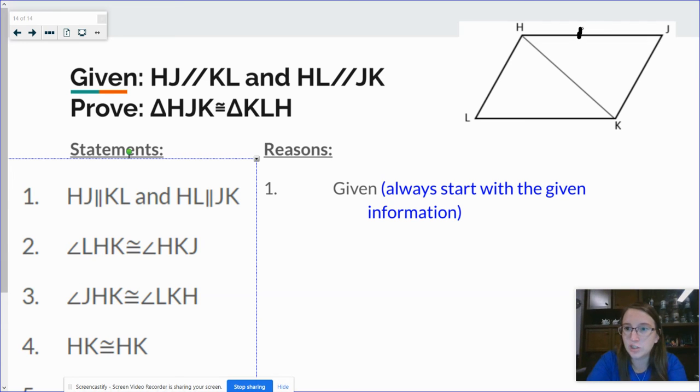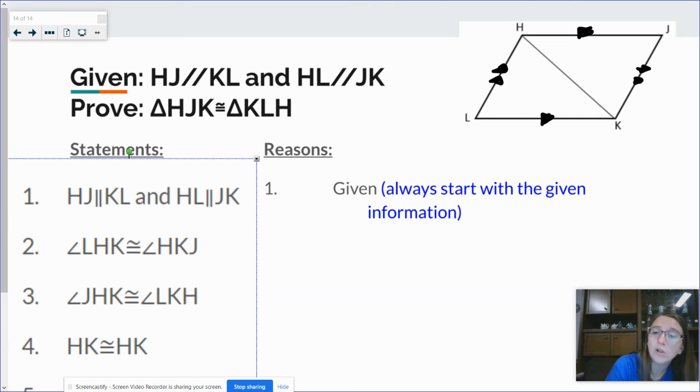We have HJ parallel to KL. And then when I want to mark two different lines parallel, I use two arrows. So HL parallel to JK. Now we talked about this once again on our cheat sheet. So look to your cheat sheet and what pops up when we have parallel lines. We have congruent angles. The whole goal of this is to mark things congruent, and we know that there are certain relationships when I have parallel lines that have congruent angles.